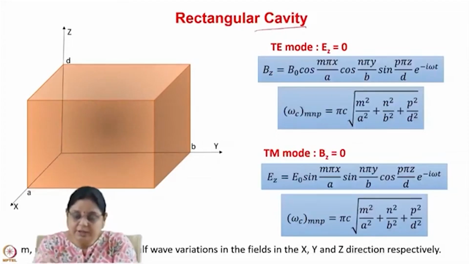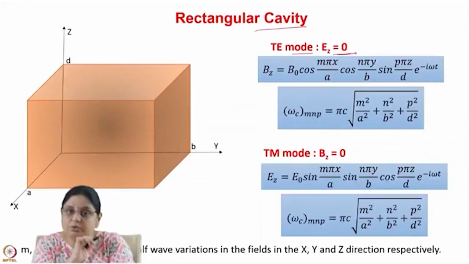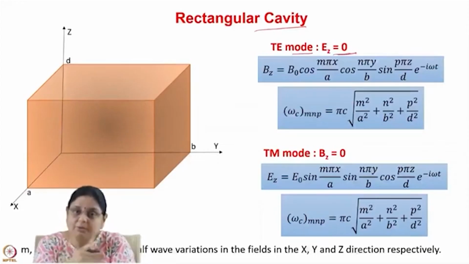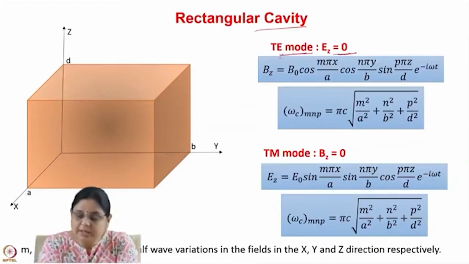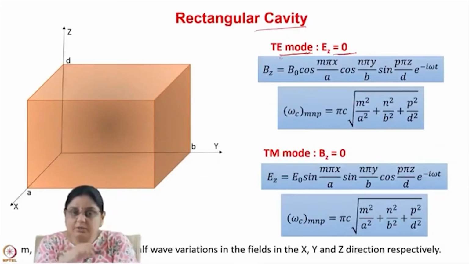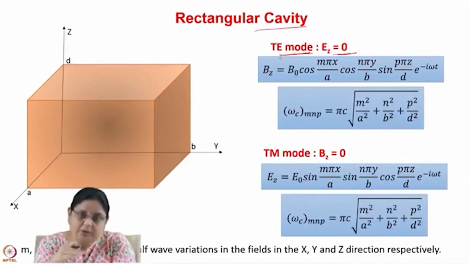So for the rectangular cavity, for the TE mode, Ez is equal to 0. Remember, there is no propagation in the cavity because now you have applied boundaries in all the directions. So when you say TE, transverse electric, you would wonder transverse with respect to what, because now there is no propagation of the wave. By convention, we take it as transverse to the Z direction. So transverse electric means the electric field is transverse to the Z direction. So Ez is equal to 0.